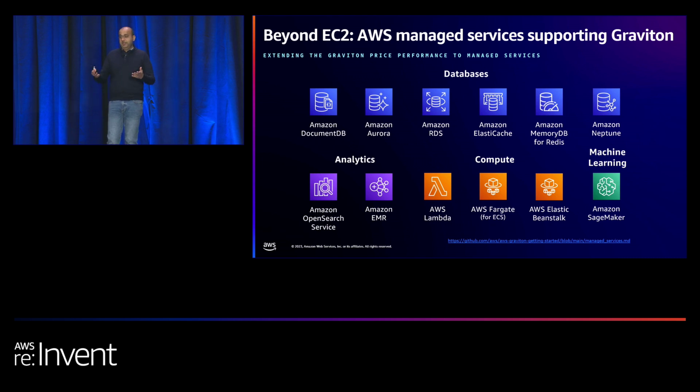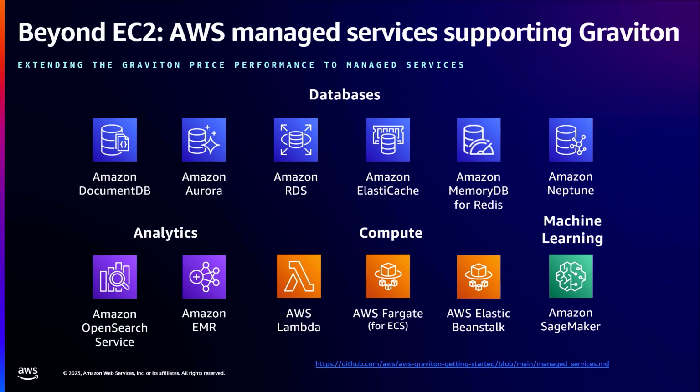While you can obviously run Graviton directly on EC2, we've also extended the performance and price performance benefits of Graviton to a variety of managed services within AWS. If you look across all the major databases, analytics, compute, as well as machine learning AWS managed services, those support Graviton and give customers significant price performance benefits. A most recent addition to this list is the Amazon MSK service, which is the managed streaming for Apache Kafka. They announced the addition of Graviton3 support just earlier this week at re:Invent.